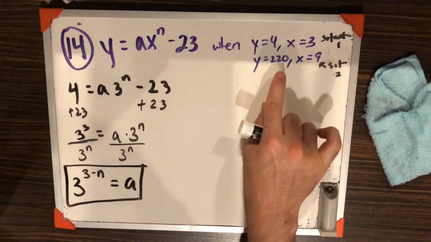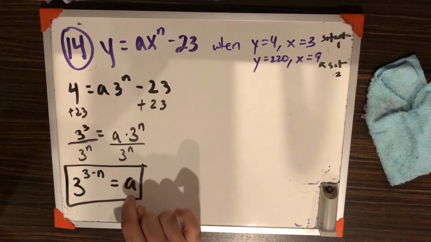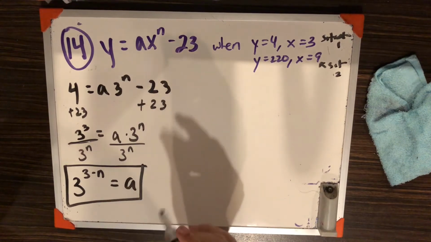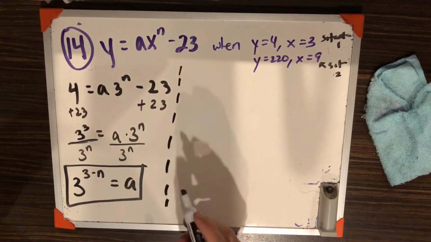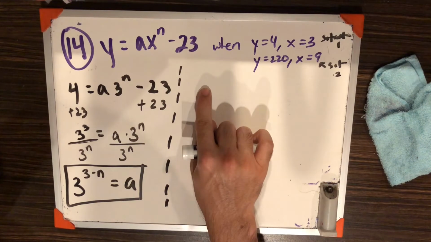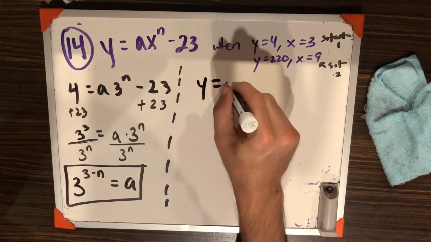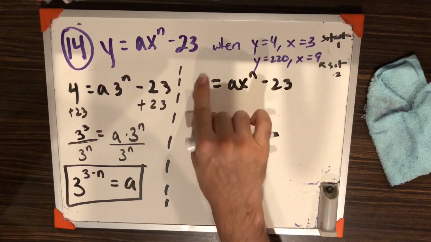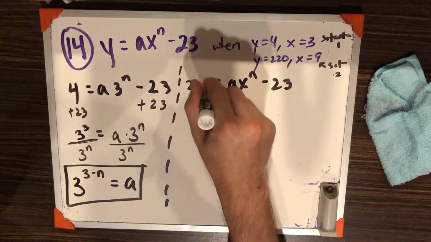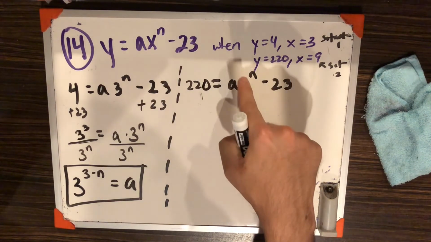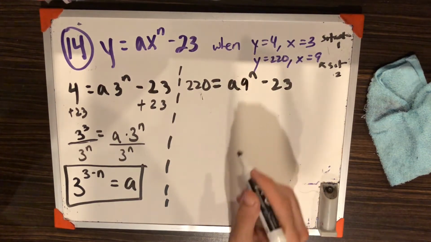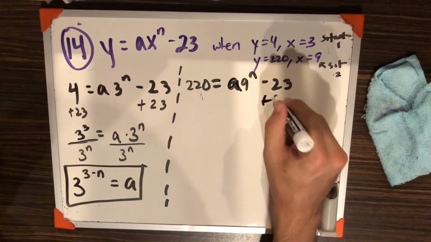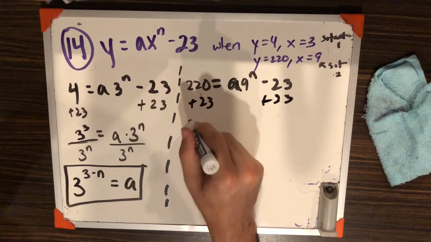We need to find the other value of a possibly to take advantage of this, but all we know right now is a is equal to this, right? So let's go ahead and do situation 2 on the other side. Again, for situation 2, let's rewrite this. I know y is 220 in situation 2. X is 9. Again, I probably need to isolate, so plus 23 on both sides.